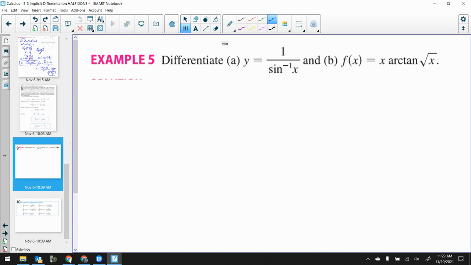Differentiate y is equal to 1 over inverse sine of x. When I go to differentiate this, because this is 1 over inverse sine x, I'm going to treat this as y is equal to inverse sine of x raised to the negative 1 power.